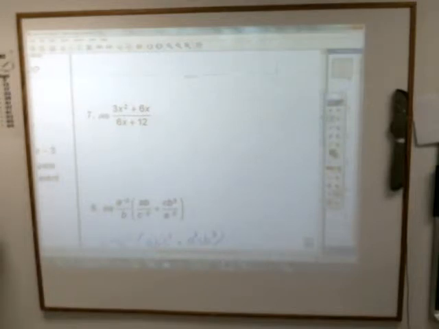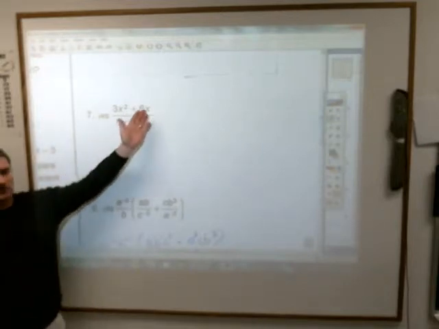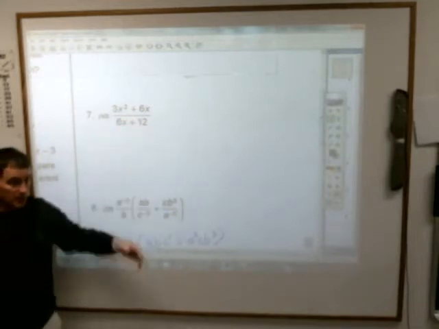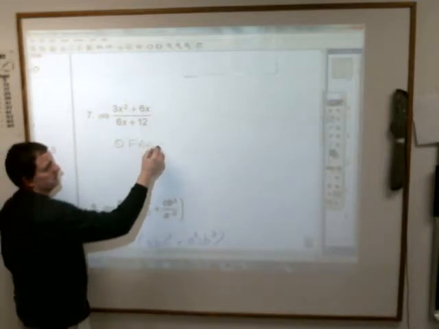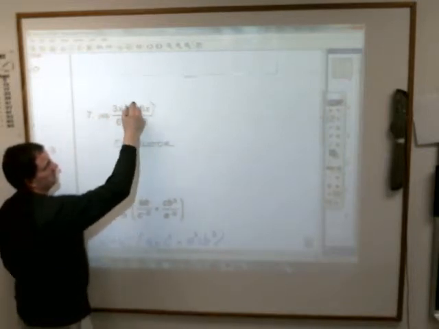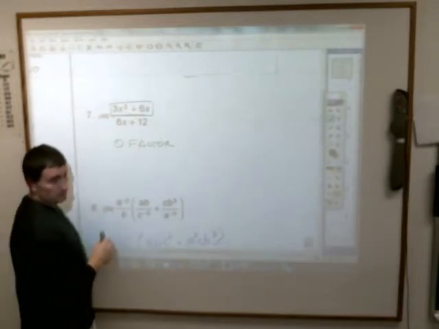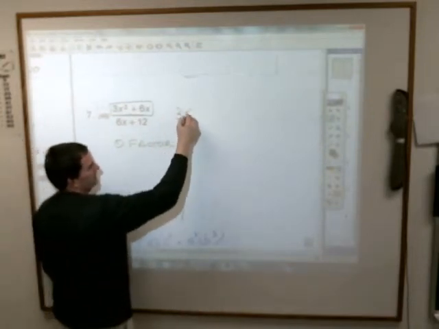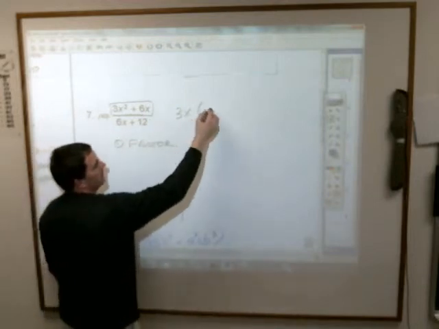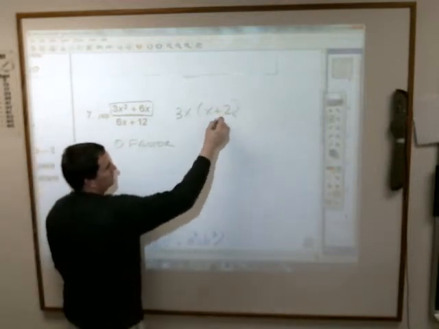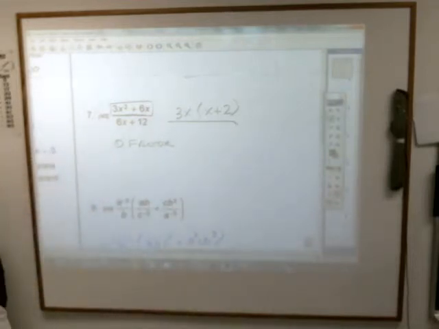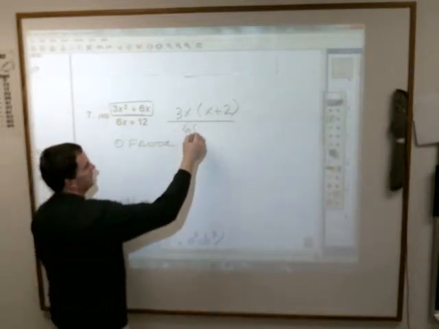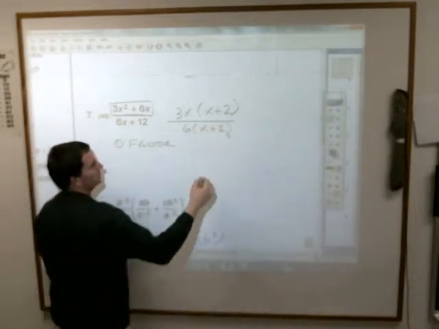You might want to take notes here that you are not allowed to just start crossing things off, even though there's a 6x there and a 6x there, because they are not factors. So the first thing you have to do is try to factor. What can you take out of 3x squared and 6x? A 3 and an x. And when you take those out, what are you left with? X plus 2. Stop me there if you don't get that, because that's crucial. What can you take out of the bottom? A 6. And when you take that out, you get x plus 2.